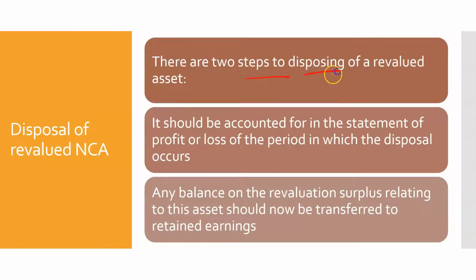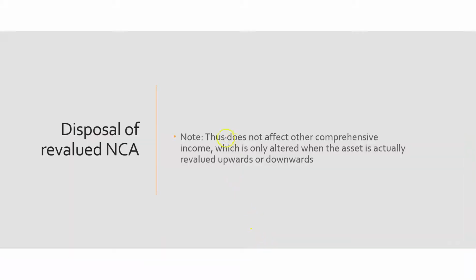So two steps to disposing of a revalued asset. It should be accounted for in the statement of profit or loss of the period in which the disposal occurs. Any balance on the revaluation surplus relating to this asset should now be transferred to the retained earnings. Note, of course, this does not affect other comprehensive income. So nothing's affecting other comprehensive income in this year.